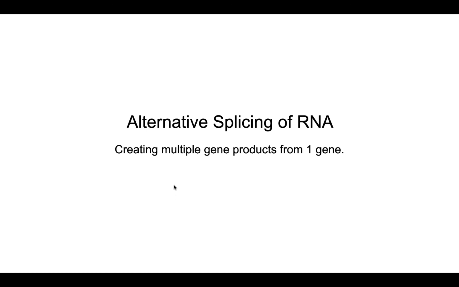So in the next video, we're going to talk about the alternative splicing of RNA. Depending upon what cell type we're in, we can splice RNA in different ways to generate different protein products.